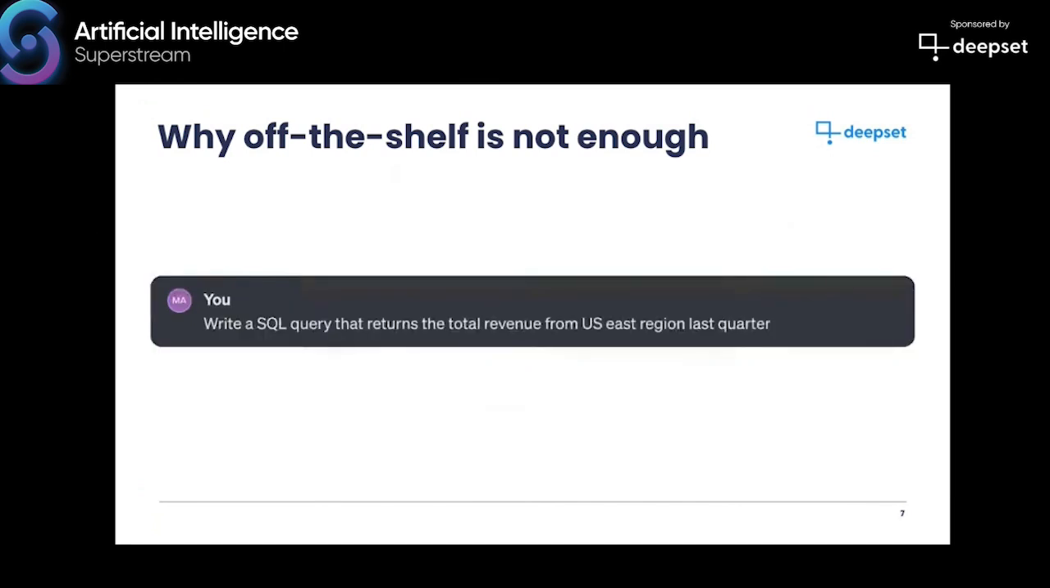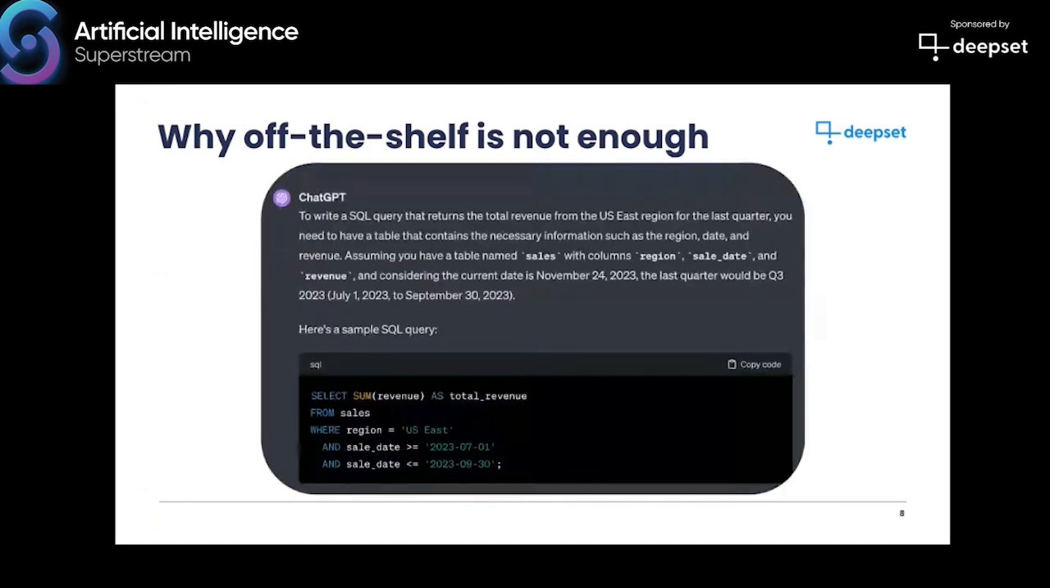Let's consider another example. Here we want the LLM to write a SQL query that returns the total revenue from our US East region for the last quarter. And GPT comes up here with an actual SQL query. Makes also quite some sense, I would say. However, probably in 99% of companies, this SQL query would not run at all, right? Simply because every database schema is different. You have different table names, different columns, different ways of actually defining regions. All of that is very custom, and the model is not aware about it.